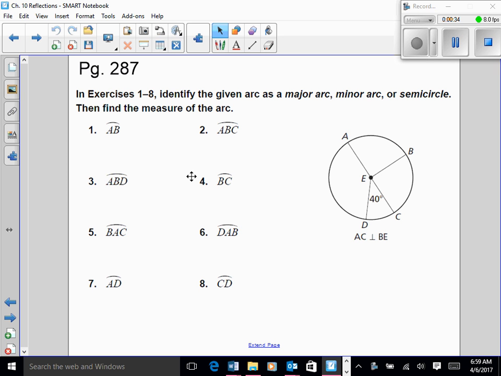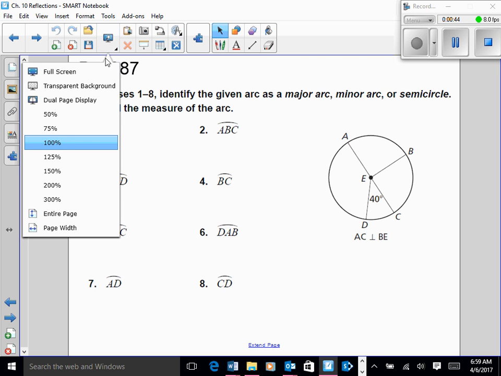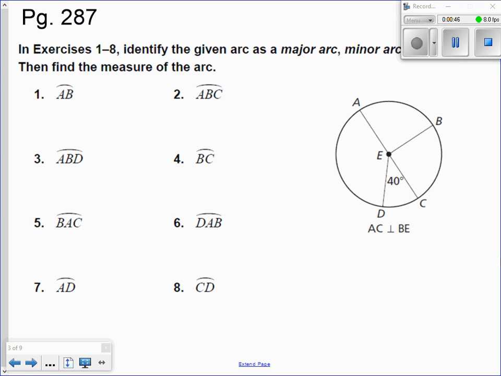This was from 10.2. So I know we learned 10.3 yesterday. We're going to go back a couple of days back to Wednesday and look over 10.2 one more time. So these 8 shouldn't have been that bad. It says, I'm going to minimize this.